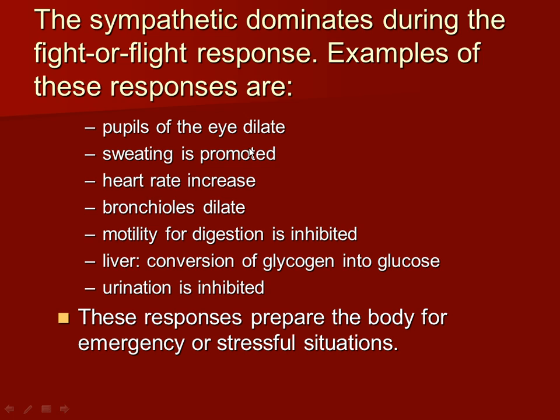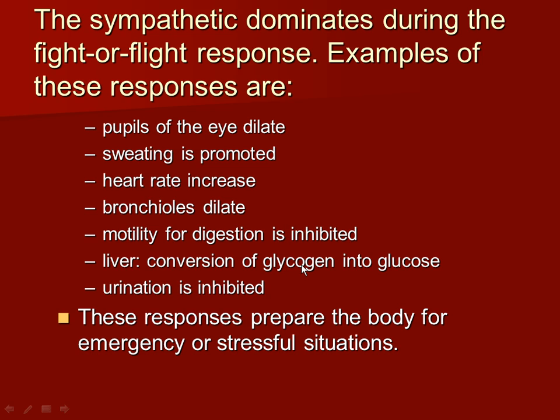Okay, so when you're running for your life, think of what happens to your pupils. They dilate. We already went through most of these. The heart rate increases. The breathing increases. Digestion goes down. This is interesting. The liver will start converting glycogen, the storage form of sugar, into glucose. Why would it do that? Because it's dumping. This is storage.